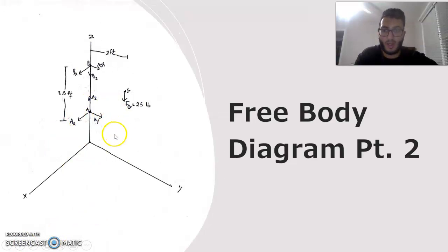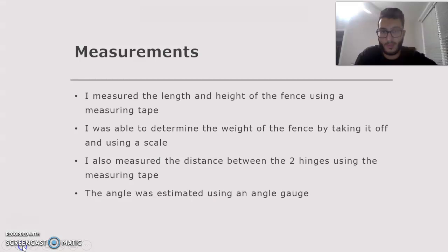Now this is the free body diagram without the fence drawn in. Again, these are the reaction components of hinge A. You have A_x, A_y, and A_z. Similar here, B_x, B_z, and B_y. The distance between the two is 3.5 feet. The distance between the hinges and the center of the fence is actually 2 feet. And again, the weight is 25 pounds.